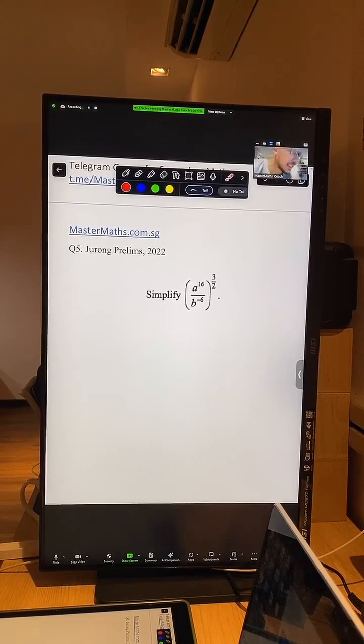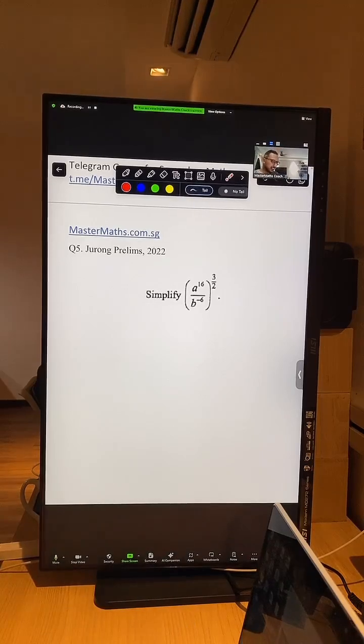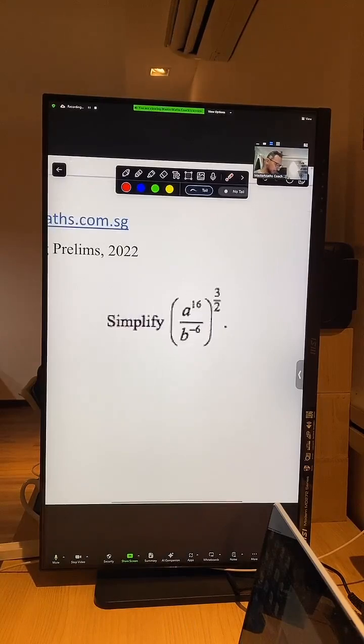Okay, let's see what's the answer. So this is indices. To do well in indices, guys, maybe I talk a bit about indices. Indices is the plural of index.